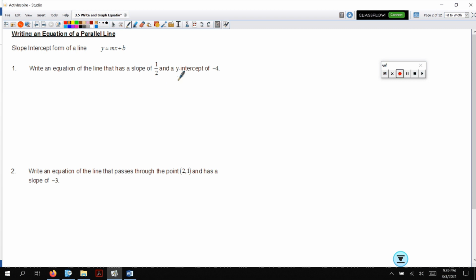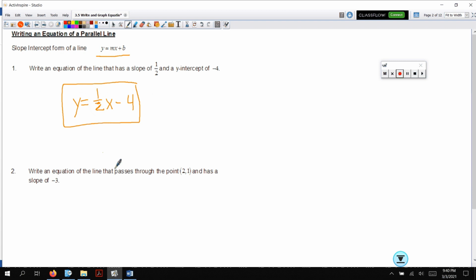All right, now if we're just given information, we can put it together too. Remember, slope-intercept form of a line is y equals mx plus b. M represents the slope, b is the y-intercept. Here it says write an equation of a line that has a slope of 1/2 and a y-intercept of negative 4. That couldn't possibly be any easier. y equals 1/2 x, don't forget x, right? Minus 4. Okay, that's simple. Just plug in m and b.